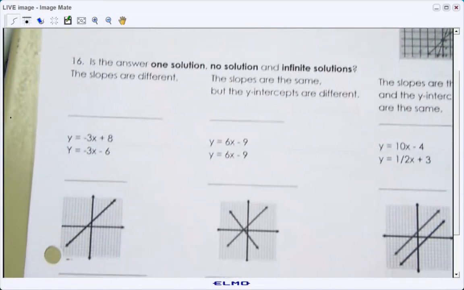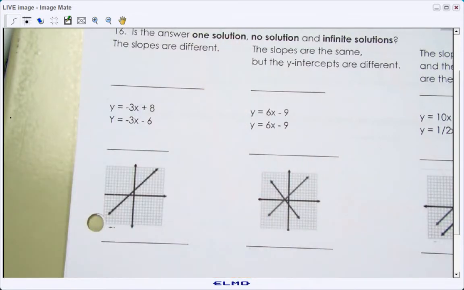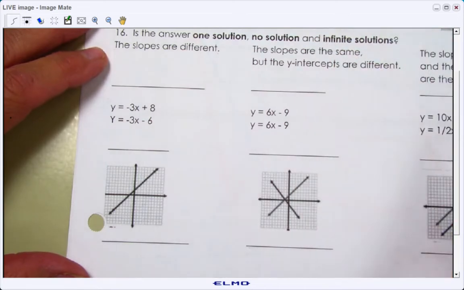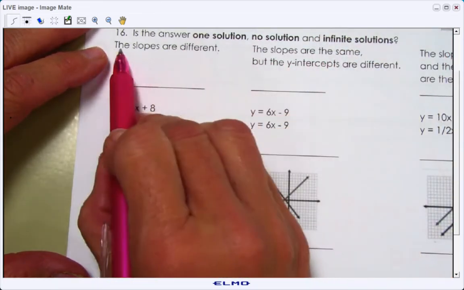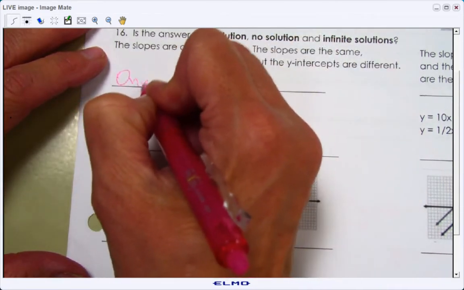Okay, yes, there is one solution, but you actually have to give what that one solution is. So down here, I'm going to go in the column and do this. So the slopes are different. The only one up above that we talked about that has different slopes is one solution.